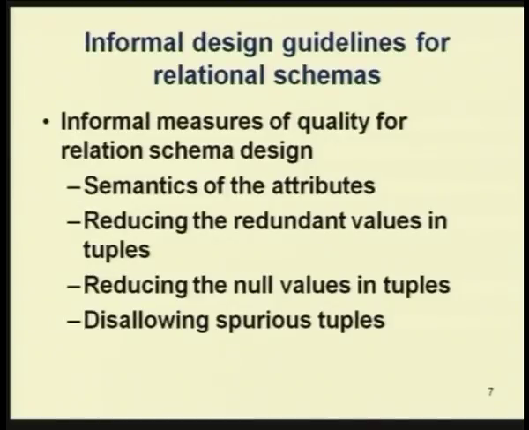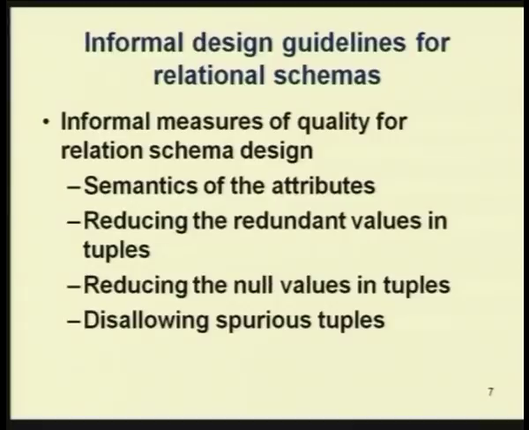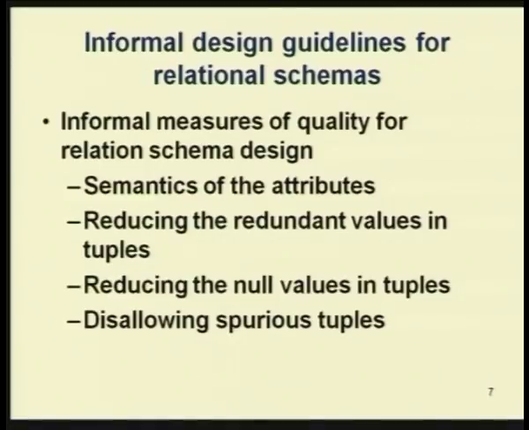The semantics of the attributes must be maintained, or you must have the correct semantics. Obviously, otherwise the design itself is of no use. And as we have already discussed, we have to reduce the redundant values in the tuples. That is, if redundant values are present across tables or in a table, we must as far as possible reduce this redundancy without affecting the performance. You must reduce the number of null values that you have in tuples. You should not have an attribute for which most of the values are null; then avoid that attribute, and you will have to find a way of handling that attribute even then. So, that is reducing the null values, and this is very important.